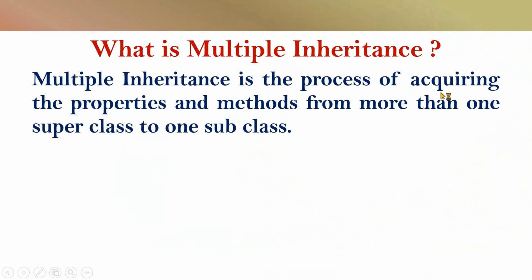Multiple inheritance is the process of acquiring the properties and methods from more than one superclass to one subclass. So here we are taking more than one superclass, like two superclasses, and it goes on. It depends on our application how many superclasses you want to take, but you need to derive all these superclass features into only one subclass. That is the concept of multiple inheritance, where properties are nothing but instance variables and methods are nothing but the functions.